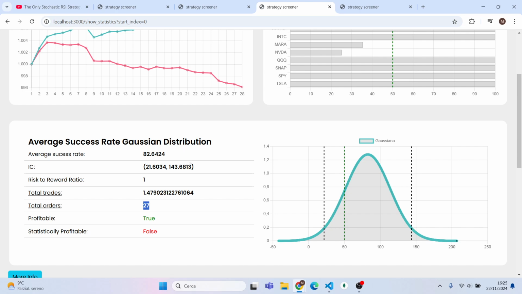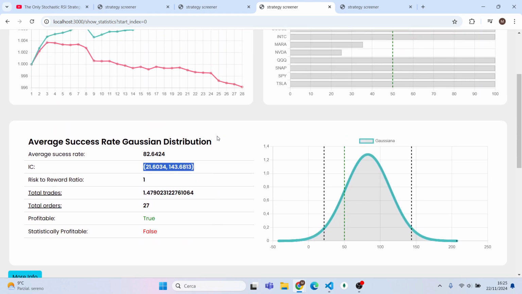Yeah. But there is a problem. The number of trades is very low. And also, as you can see, it's not statistically profitable. As you can see, our confidence interval goes from 21 to 143%. So that's not good at all. This strategy, this confidence interval basically tells us that it can be every average success rate. And also the Gaussian distribution is not the correct distribution when you have such a low number of trades. And yeah, it's not a significant result.